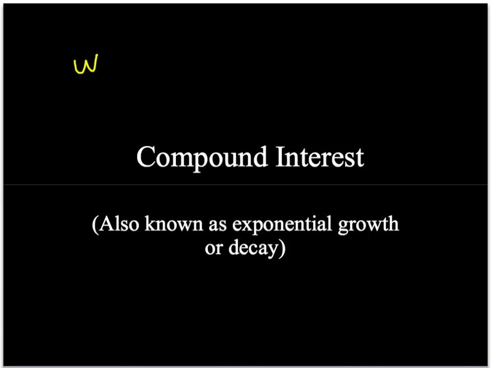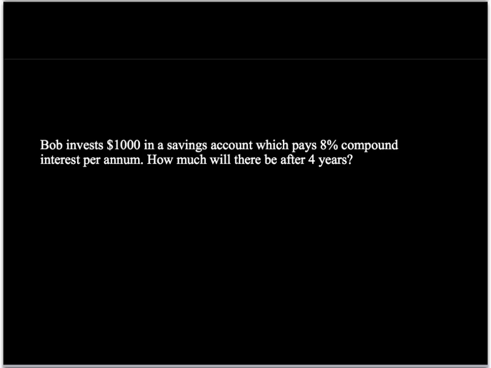We're going to talk about compound interest problems, which is what you call them when you deal with money, but a larger group of problems we call these exponential growth or exponential decay problems. So let's look at this problem here. Bob invests $1,000 in a savings account, 8% compound interest per annum. Remember, the important thing to remember here is per annum is the Latin for per year.